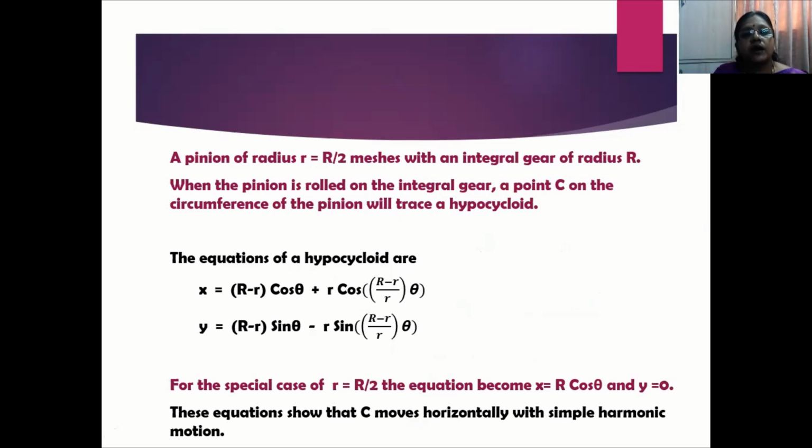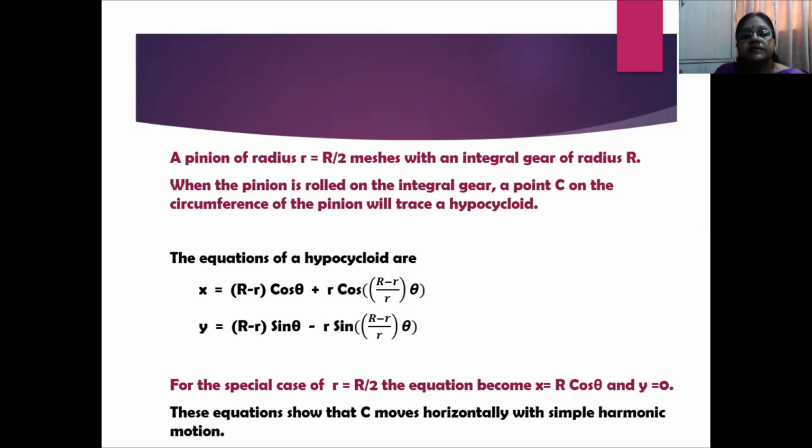A pinion of radius small r equal to capital R by 2 meshes with an internal gear of radius R. Now when the pinion is rolled on the internal gear, a point C on the circumference of the pinion will trace a hypocycloid. So the equation of a hypocycloid is x is equal to (R minus r) cos theta plus r cos of ((R minus r) by r) theta. Similarly, the y displacement is (R minus r) sin theta minus r sin of ((R minus r) by r) theta. For the special case of r equal to capital R by 2, the equation becomes a very simplified version, that is x is equal to R cos theta and y is 0. Y becomes 0. You have only an x translation.